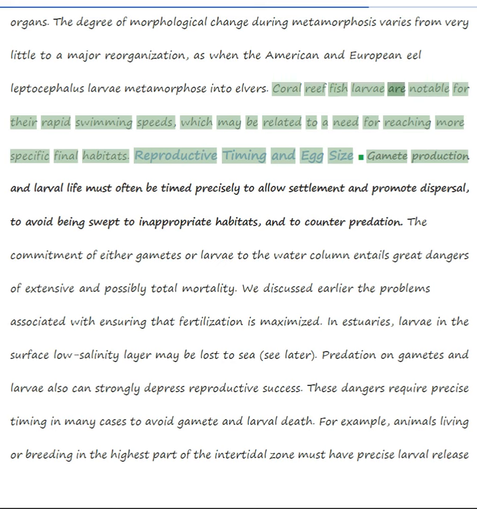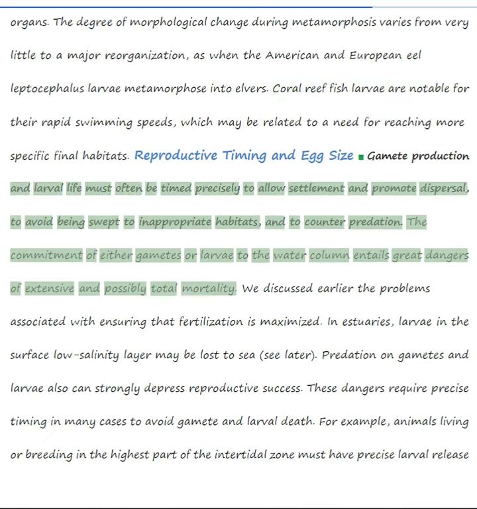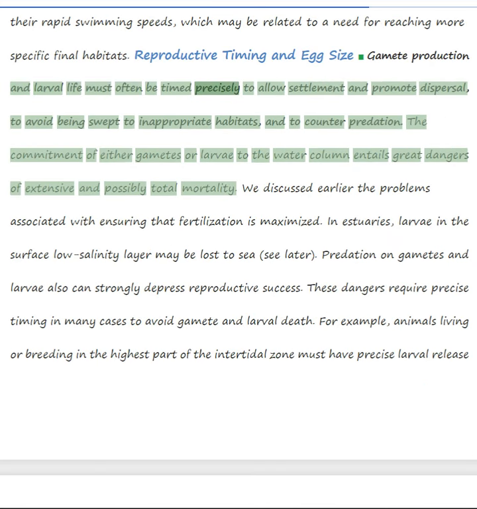Coral reef fish larvae are notable for their rapid swimming speeds, which may be related to a need for reaching more specific final habitats. Reproductive timing and egg-size gamete production. And larval life must often be timed precisely to allow settlement and promote dispersal, to avoid being swept to inappropriate habitats, and to counter predation.